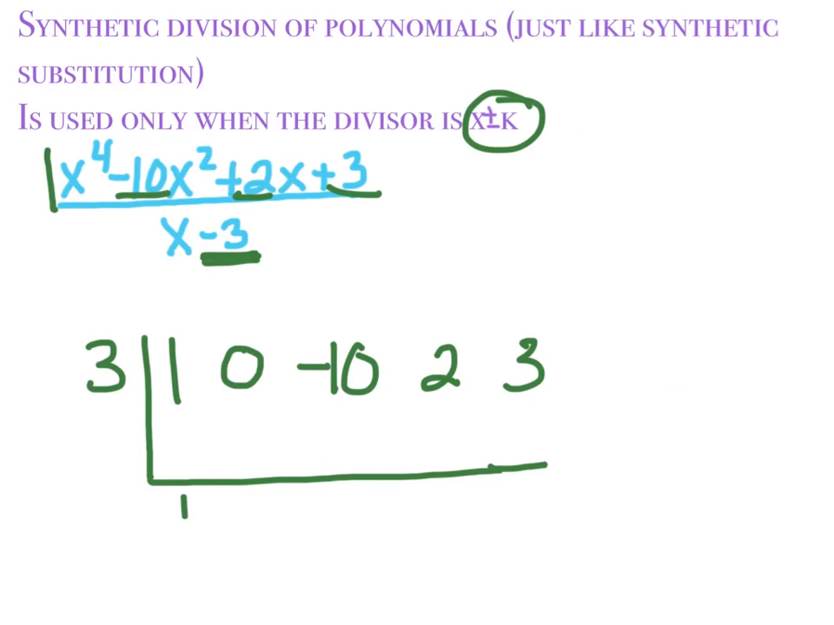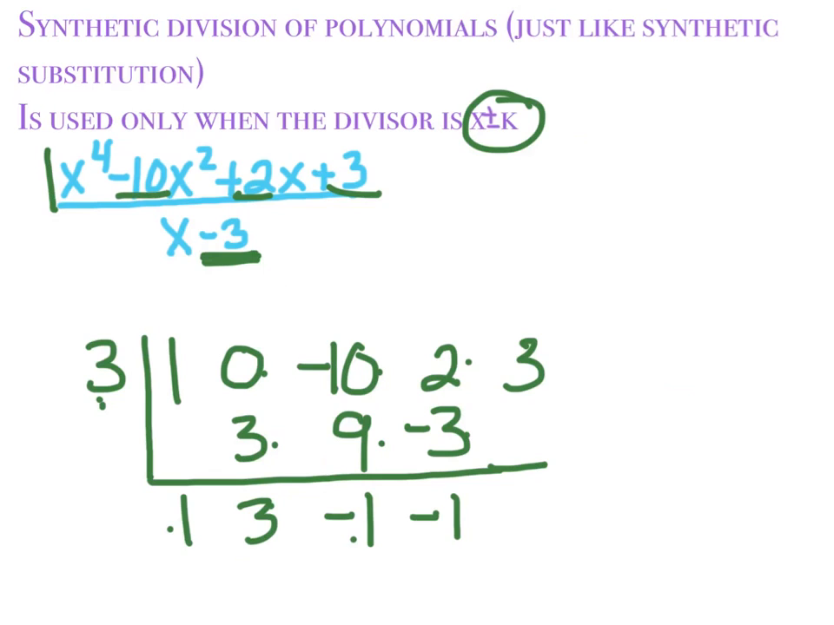We're going to bring down the 1, and we're going to multiply. 3 times 1 is 3. Then we add: 0 plus 3 is 3. And we multiply: 3 times 3 is 9. Then we add: negative 10 plus 9 is negative 1. And then we multiply: 3 times negative 1 is negative 3. 2 plus negative 3 is negative 1. 3 times negative 1 is negative 3. And 3 minus 3 is 0.